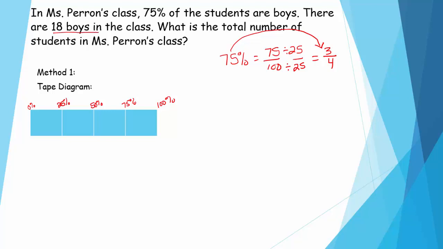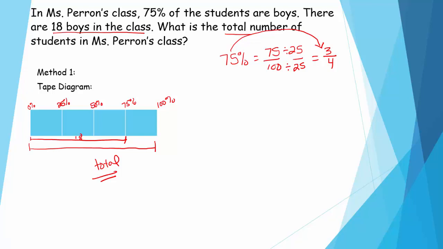Now there's 18 boys in the class. I'm looking for the total number. So do I know the total in the class? I don't know the total. But I know 75% of them are boys and there's 18 boys. So I know 75% of the total is 18.